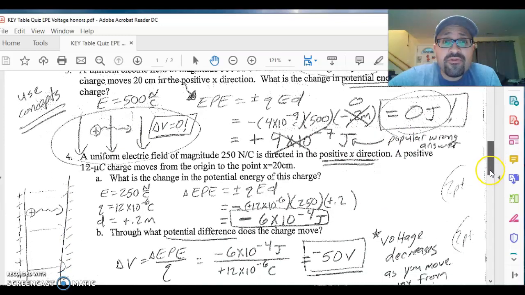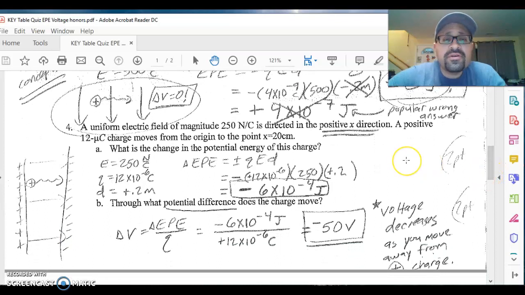That's not the case for number four. Number four says a uniform electric field of 250 newtons per coulomb is directed in the positive x direction. So here in this picture, you can see electric field lines pointing to the right. Positive 12 microcoulombs moves from the origin to the point x equals 20 centimeters. So in other words, it's moving in the positive x direction. What is the change in its potential energy? What is the potential difference?